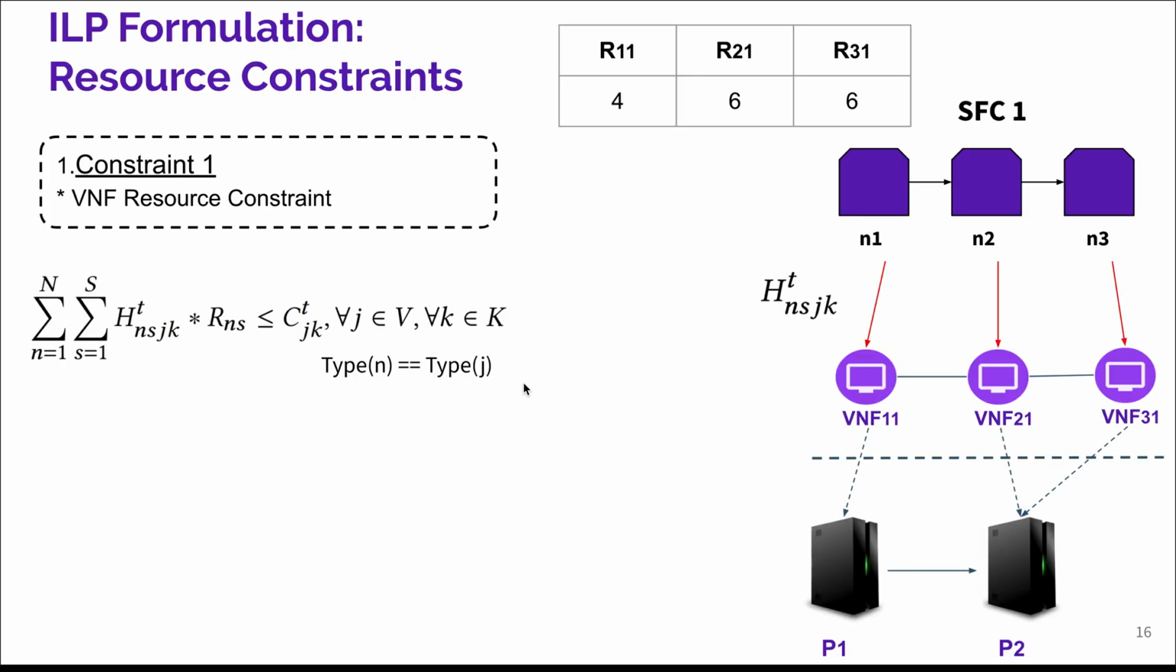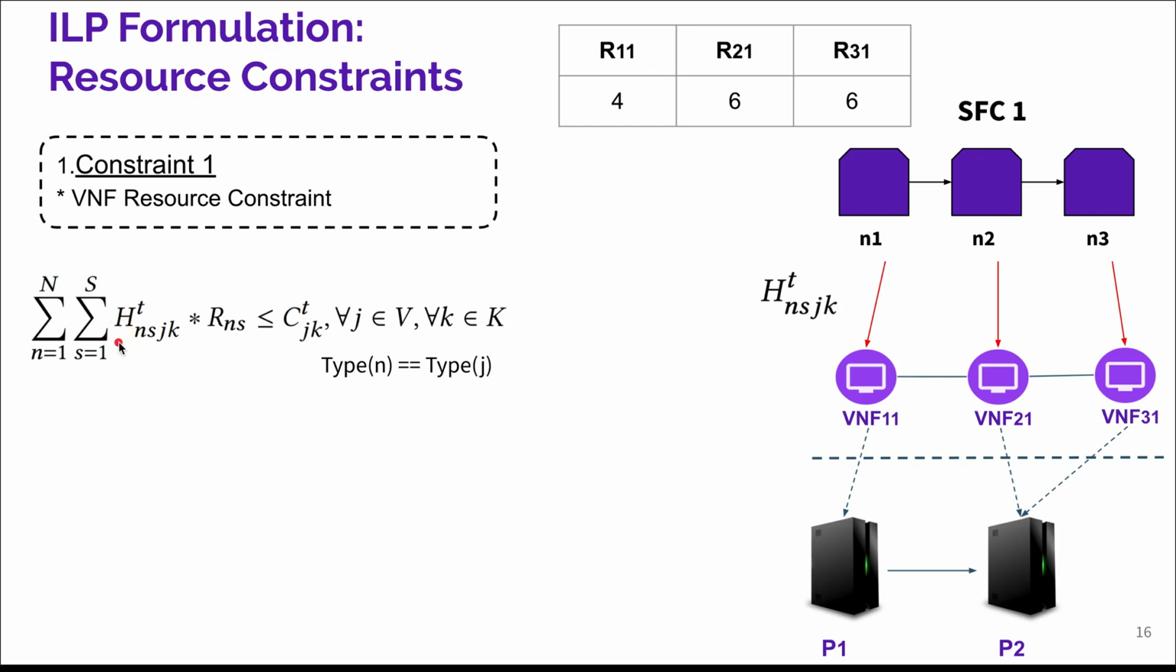Let's look at our ILP formulation and let's start with the constraints. Our first set of constraints are the resource constraints. In constraint number 1, we have the VNF resource constraint. The VNF resource constraint states that the cumulative resource demand of all the network functions that are being placed on a VNF should always be less than the total resource capacity of a VNF.